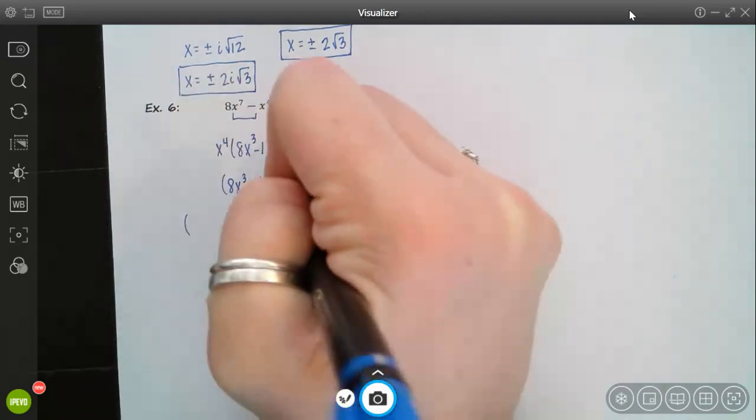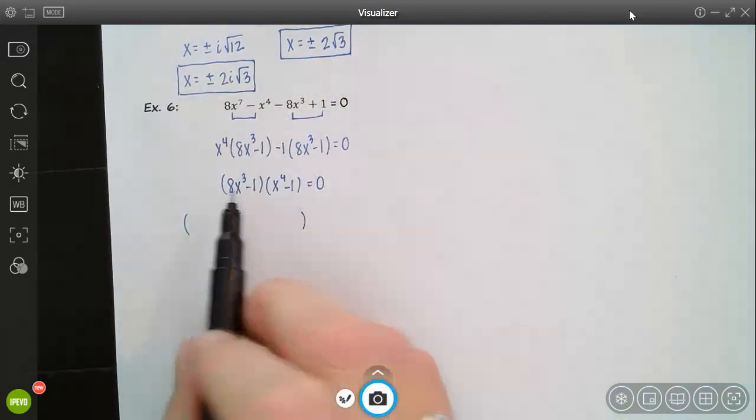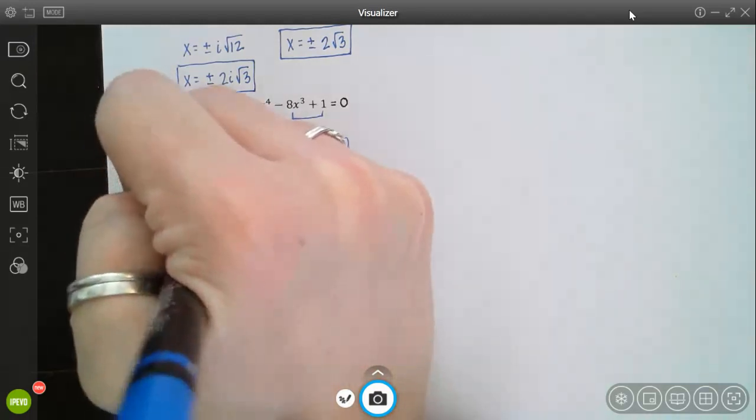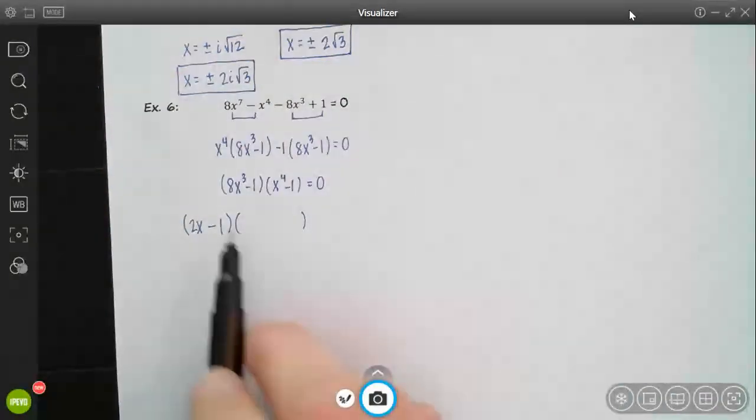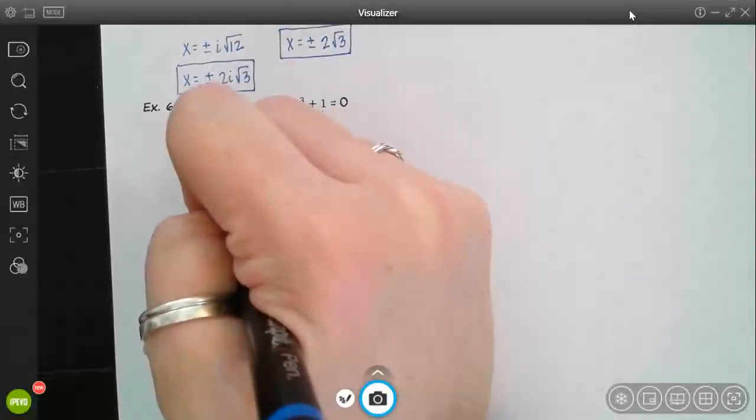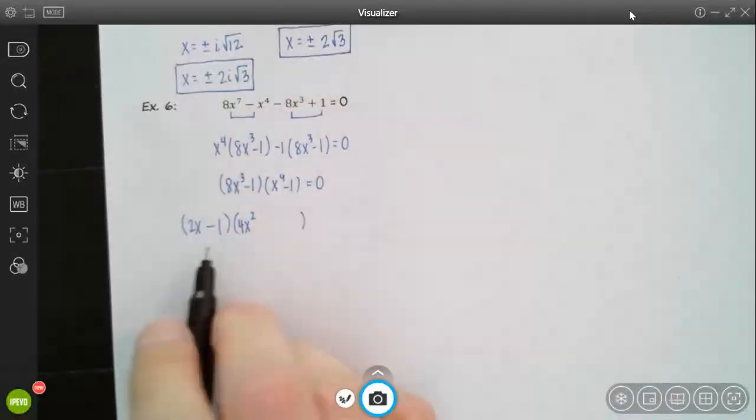Same sign. Take this 2x and square it. So that's going to give us a 4x squared. 2x times 1 is 2x. 1 squared is 1. Here we have an opposite sign. Here we have an always positive.